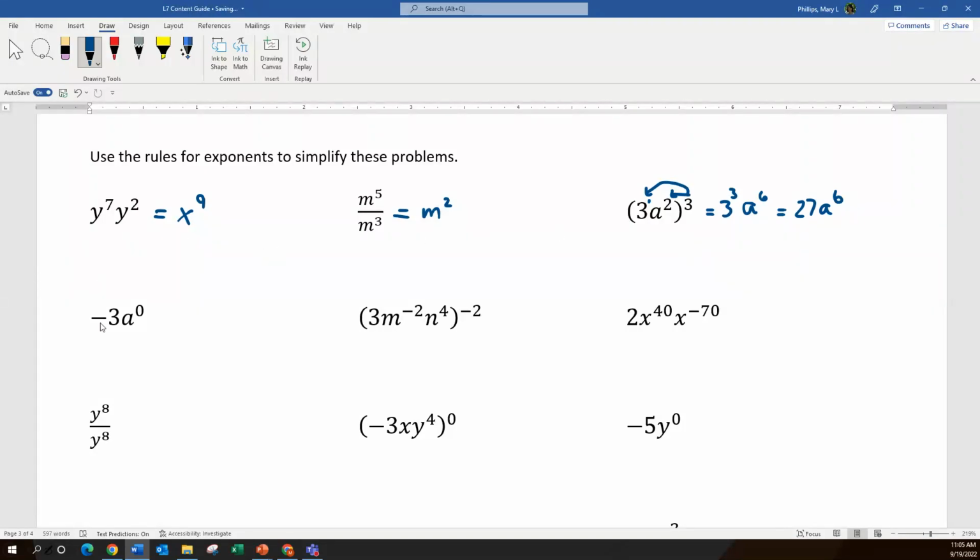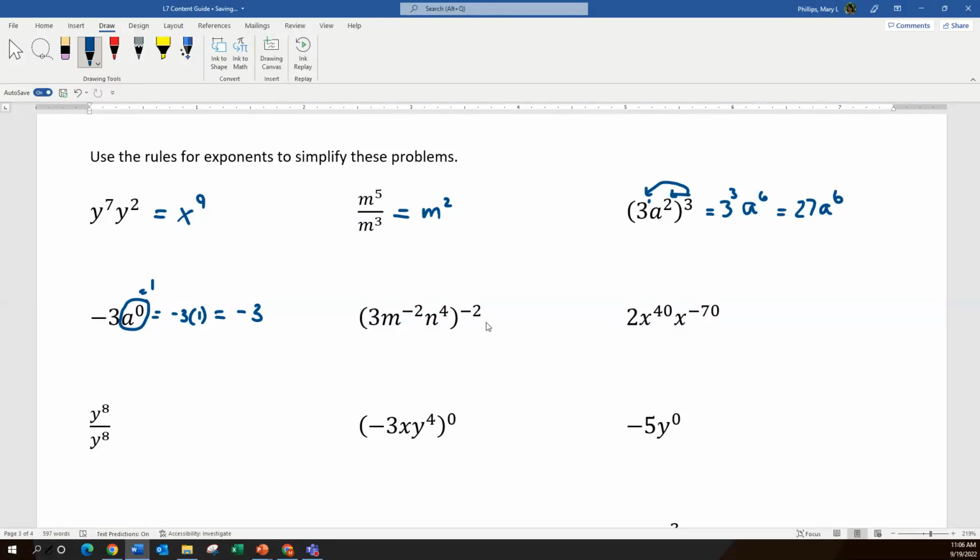The fourth example, again, this one I put in here on purpose because of the nuances of it. The 0 exponent only applies to the a. So from our rule, anything to the 0 power is 1. So this would simplify to be negative 3 times 1. But the 0 exponent, because it was not in parentheses, did not apply to the negative 3, so I multiply this out for an answer of negative 3.